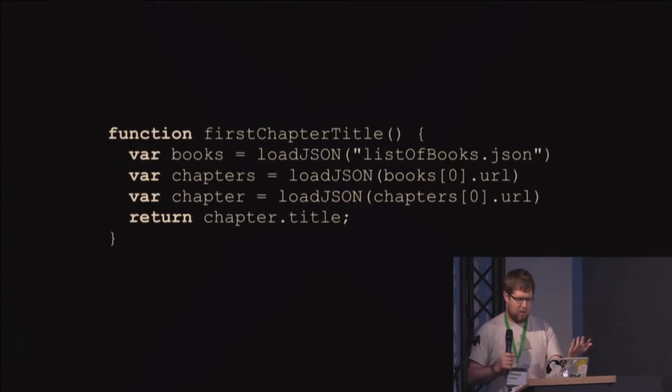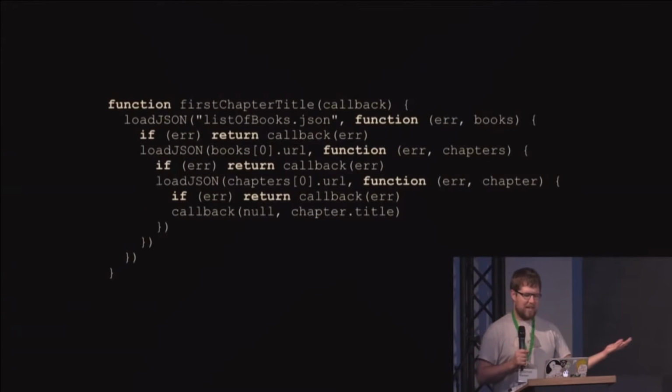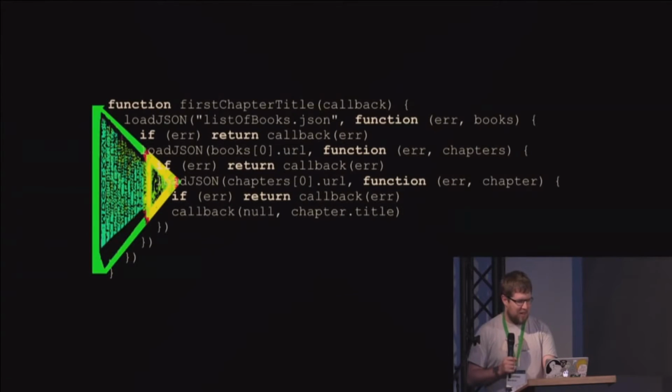So what do we do? We transform it into a callback version. That's doing the same thing logically, except now it's asynchronous, and it's got a lot of extra noise. We have to pass errors back up manually, that kind of stuff. And we've got an inverted pyramid. Oh no, lots of indentation.